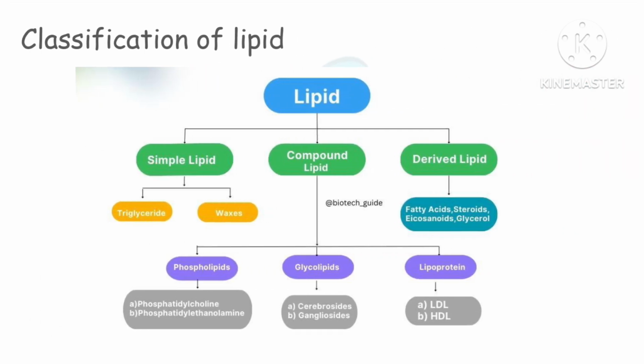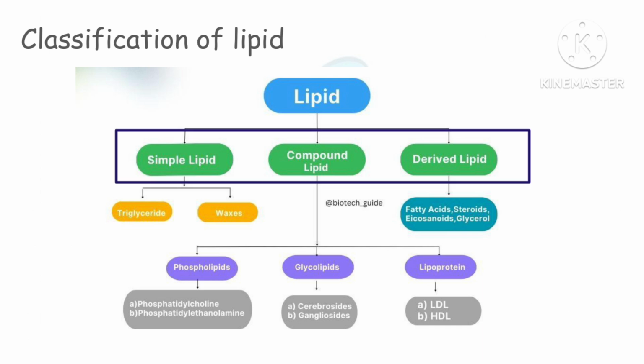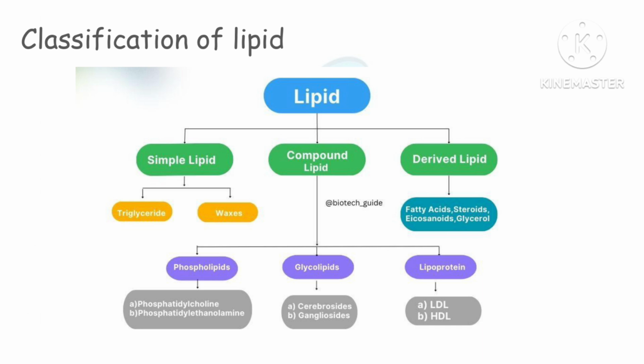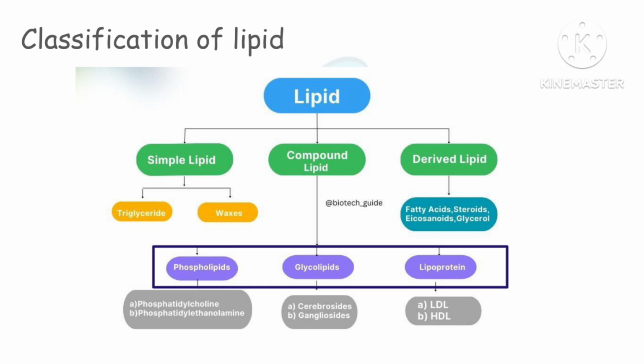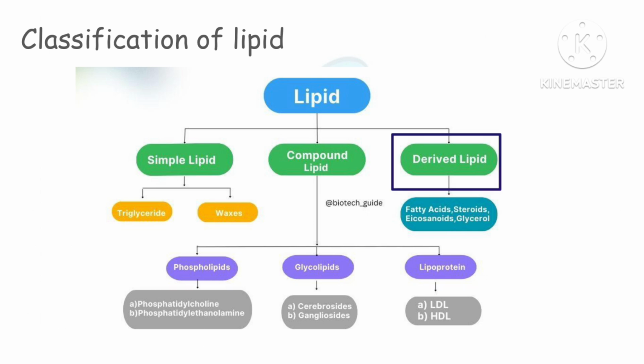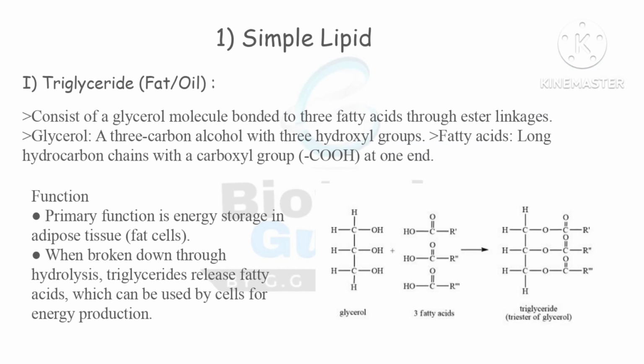Basically, lipids are classified mainly into three types: simple lipid, compound lipid, and derived lipid. Simple lipid is again classified into two: triglyceride and wax. Compound lipid is further classified into three: phospholipid, glycolipid, and lipoprotein. And the third one, derived lipid, which is not exactly a type, but components of lipids are also known as derived lipids, which combine to form a lipid molecule. Those are fatty acids, steroids, eicosanoids, and glycerol. Let us discuss one by one.